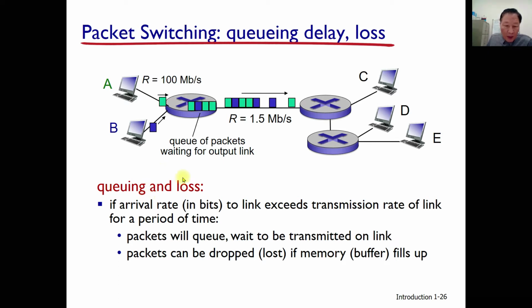Thus here we can think about the loss. If the arrival rate to the link exceeds the transmission rate of the link for a period of time, then packets will wait. They will be queued, which means waiting to be transmitted on the link. And packets can be dropped if there is no memory. If the memory is filled up, then that packet will be lost. That will be dropped. That is called queuing delay and loss.